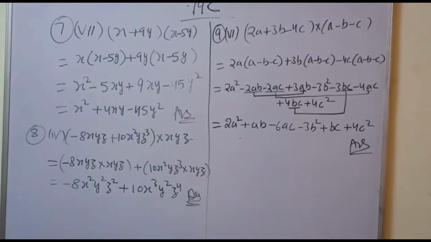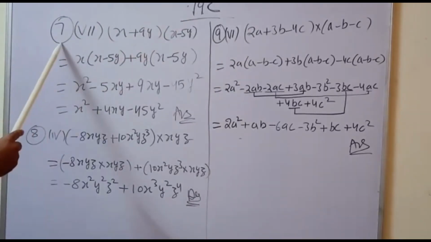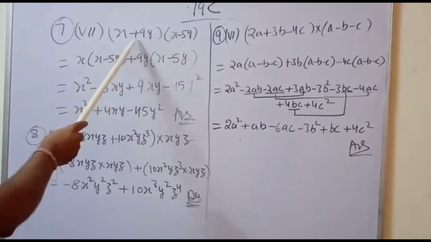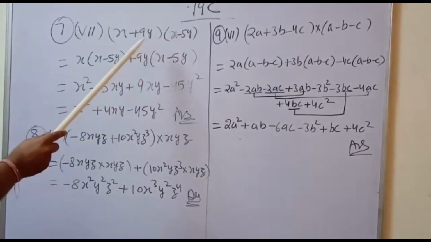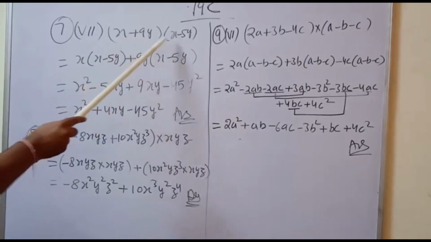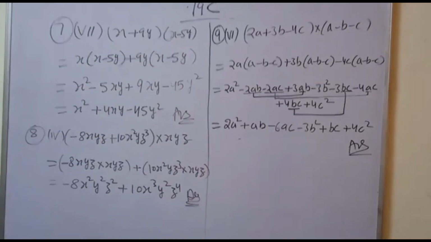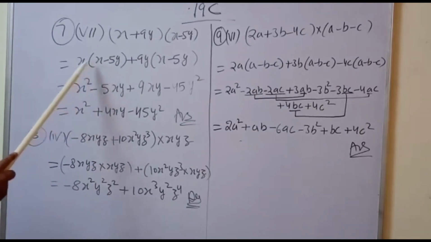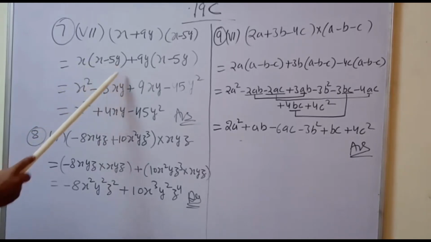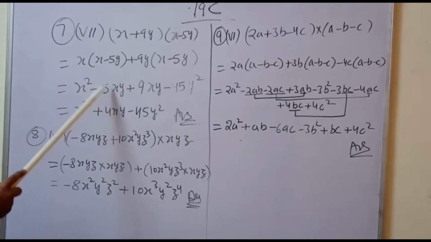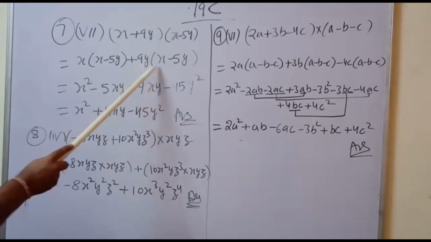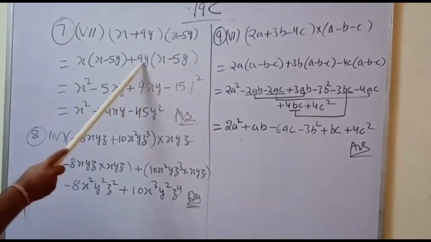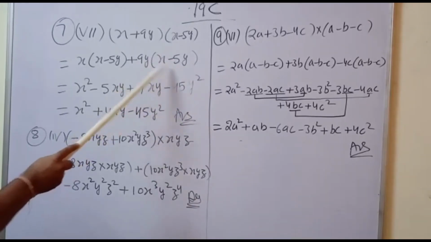Children, we are taking exercise 19C. Now taking question number 7. You can see the question from your book. Here we have 2 binomials multiplied together. So what I told you, x multiply x minus 5y. X multiply x, x square. X multiply minus 5y, we are having the minus 5xy. Now 9y multiply x will give the 9xy. 9y multiply minus 5y will give 9 fives are 45, minus sign as it is, and y square.